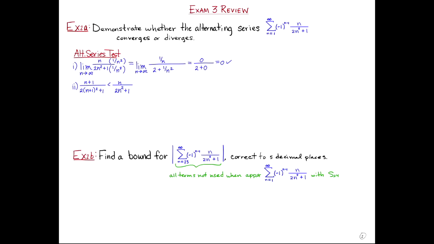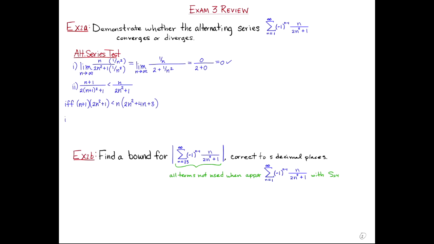This is true if and only if, cross-multiplying, we have (n plus 1) times (2n squared plus 1) less than n times, foiling the (n plus 1) quantity squared and distributing the 2, gives us 2n squared plus 4n plus 2 plus 1, which is plus 3.